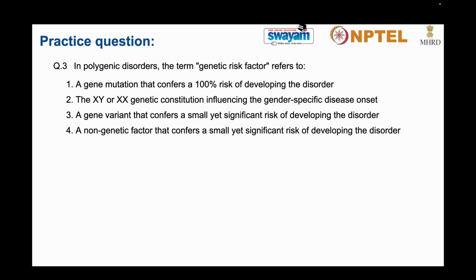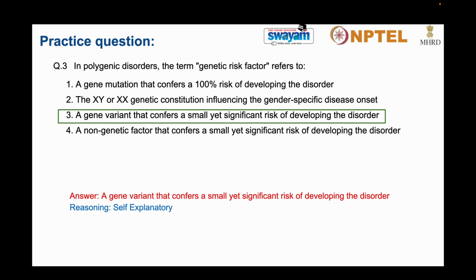So many students have replied in the chat. Okay, so let's see. So many have answered option C.